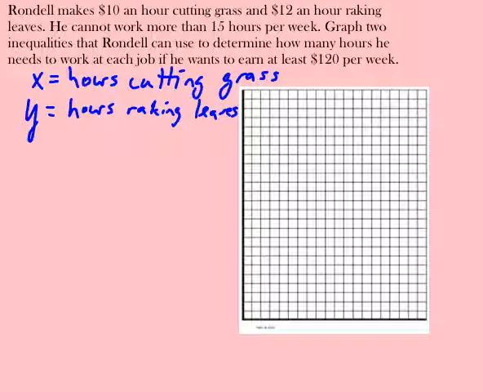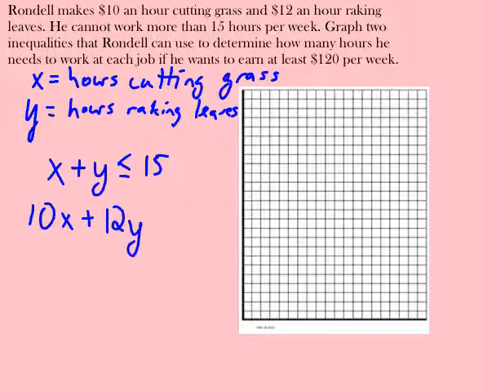The word graph 2 inequalities tells you I need 2 inequalities here. The one is you look at hours. So he can't work more than 15 hours per week. So number of hours of cutting grass plus the number of hours raking leaves has to be less than or equal to 15. Perfect. That's a good one. Now I got to add in the money piece of it. Okay. The 10x plus the 12y. Now what am I trying to do? He wants to earn at least $120 per week. At least is greater than or equal to 120.